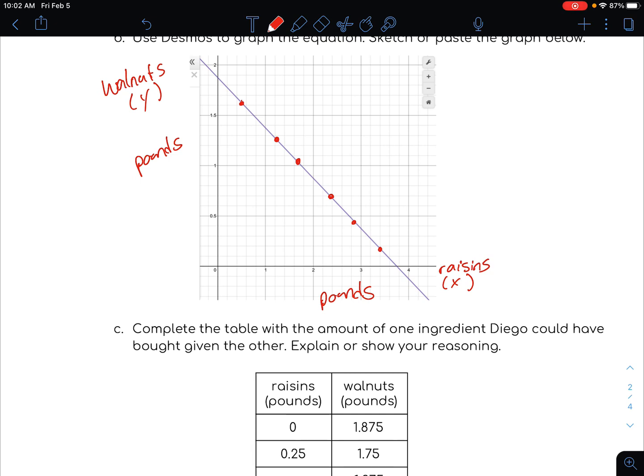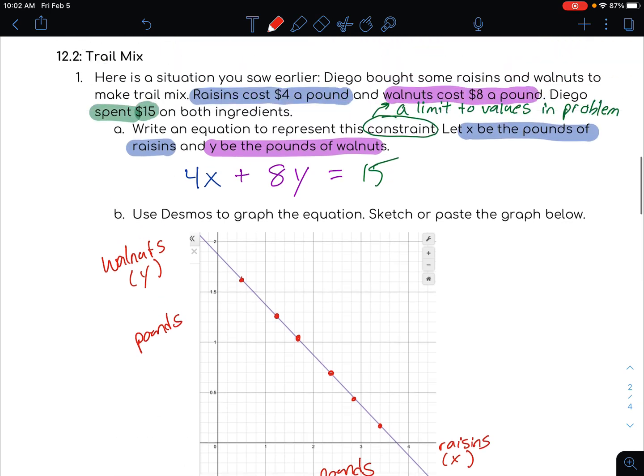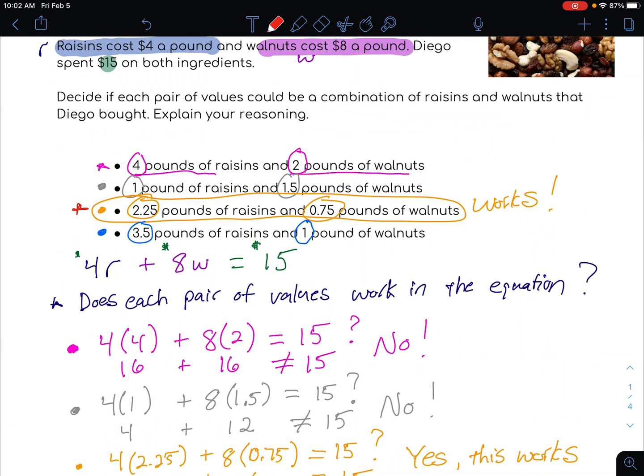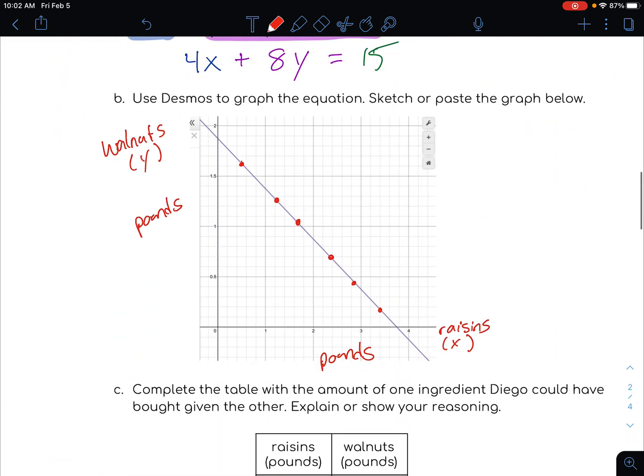So let's get more specific and see if we can find some combinations that work. On the first page, recall, we found a combination that worked. This one right here, 2.25 and 0.75. In fact, let's look on our graph. 2.25, a little bit hard to see here. Let's see, I'm going 1, 2, 3, 4, 5. So it looks like it's broken into fifths. So that's about right here.